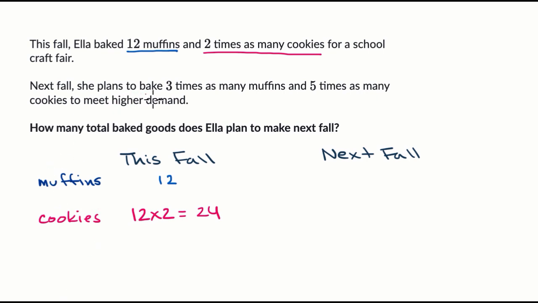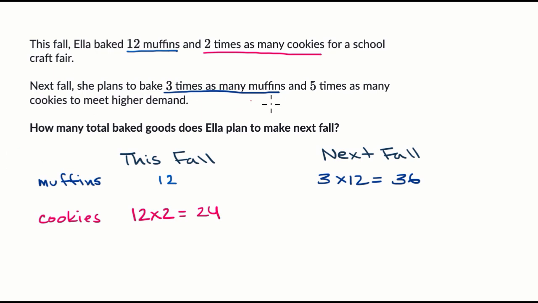Now next fall, she plans to bake 3 times as many muffins. So let's see, that's going to be 3 times 12, which is equal to 36 muffins next fall.